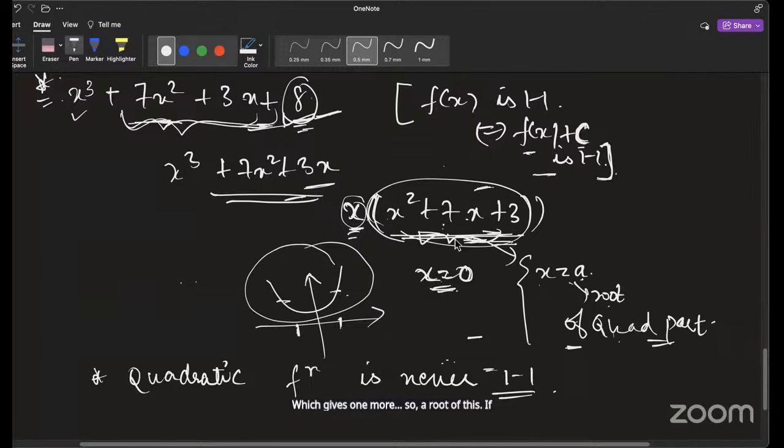If a is the root of this quadratic part, that means at x equals a, you get 0, and at x equals 0, you also get 0. That means this function gives you 0 at both points. That means it's not 1-1.